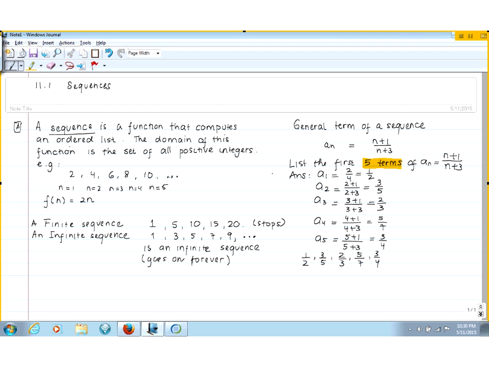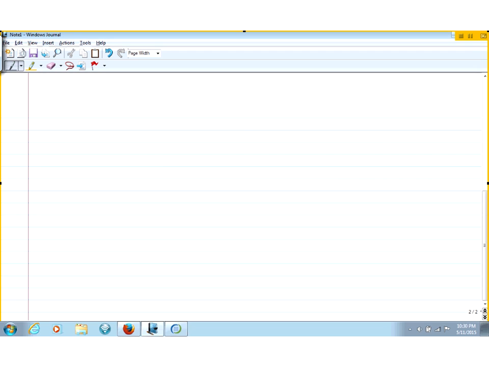All right. Now let's do this. What about if we list the first 5 terms of a_n equals -1 to the n over 2 to the n? So that's a_n.